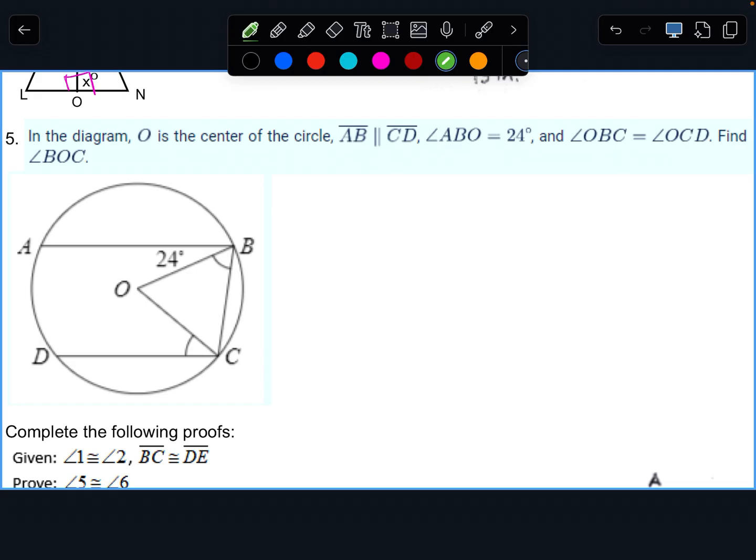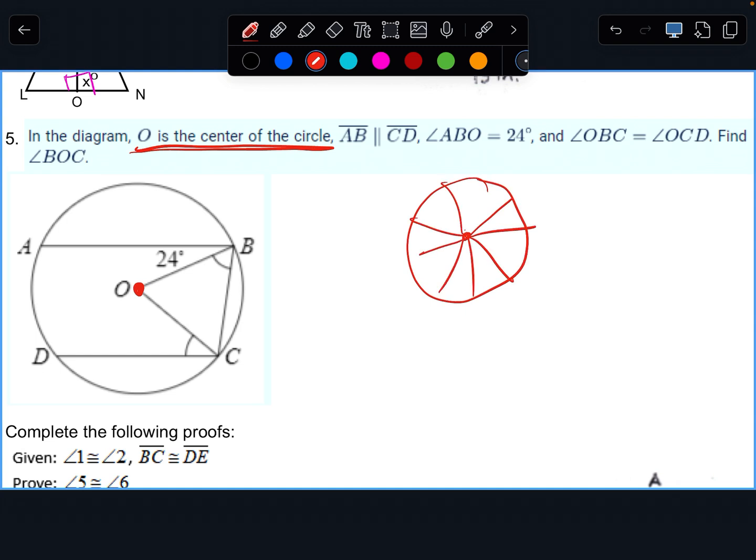So we didn't do circles yet, but I feel like you already know what a circle is, I am assuming. Okay, so if O is the center of the circle, what that means is all the radii are the same. So no matter where you draw them, they're all going to be equal. So this was a sneaky way to show you there's an isosceles triangle in there. And where is it? Here.